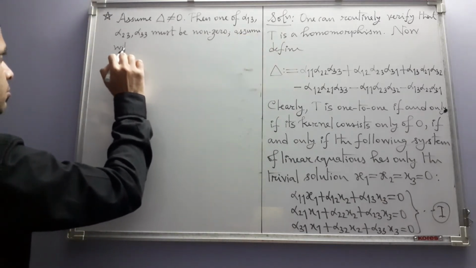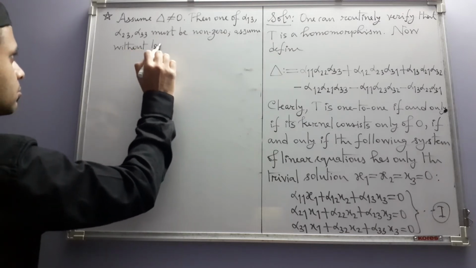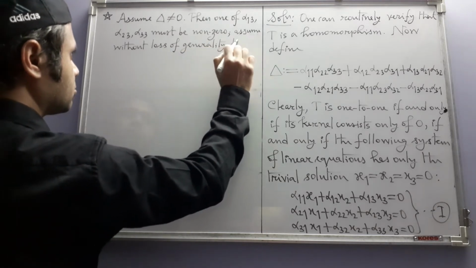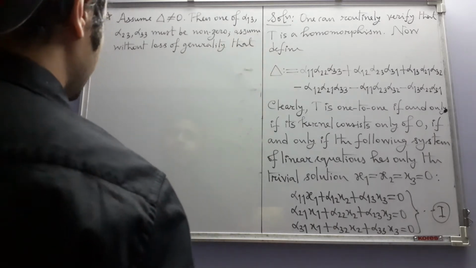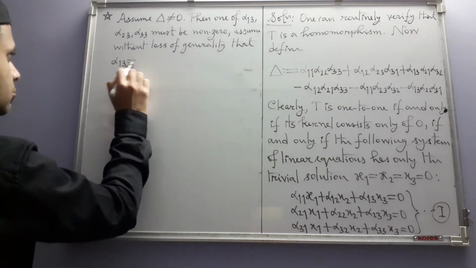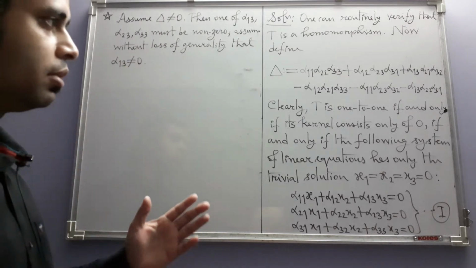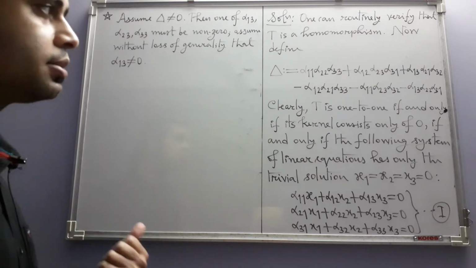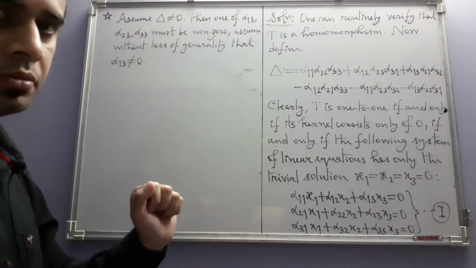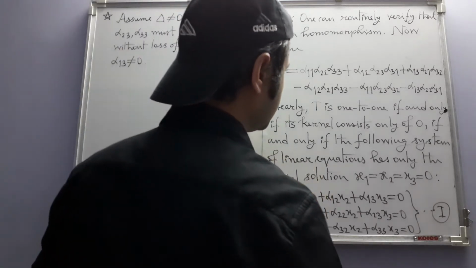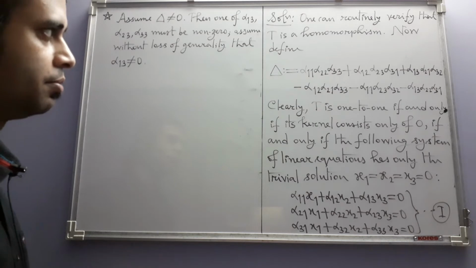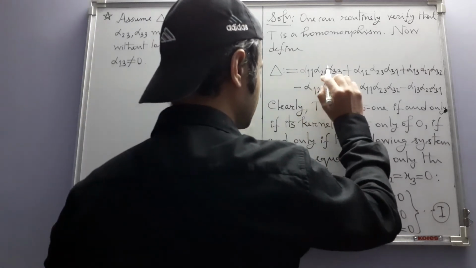Assume without loss of generality that alpha 1 3 is non-zero. If you ask me again how without loss of generality, in this case also you will see that if one of the other two is non-zero, then we essentially get a case that is exactly similar to this one.